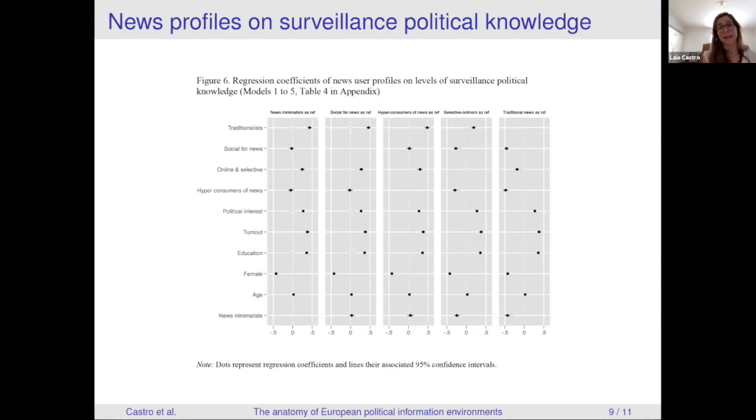So traditionalists are, in comparison, most knowledgeable than any other news profile. But also online selective exposure, so that there's some online based, so to speak, news diets that actually are connected to higher levels of knowledge.